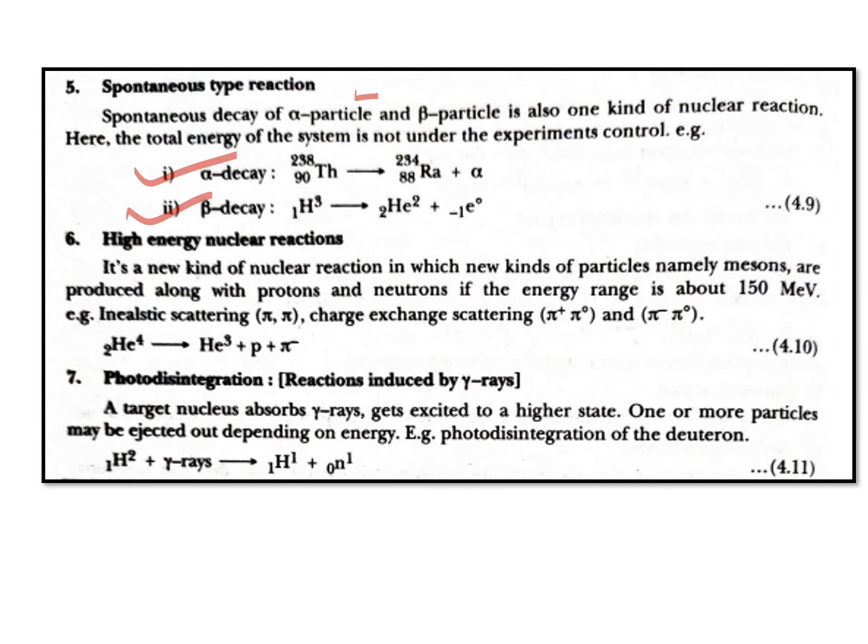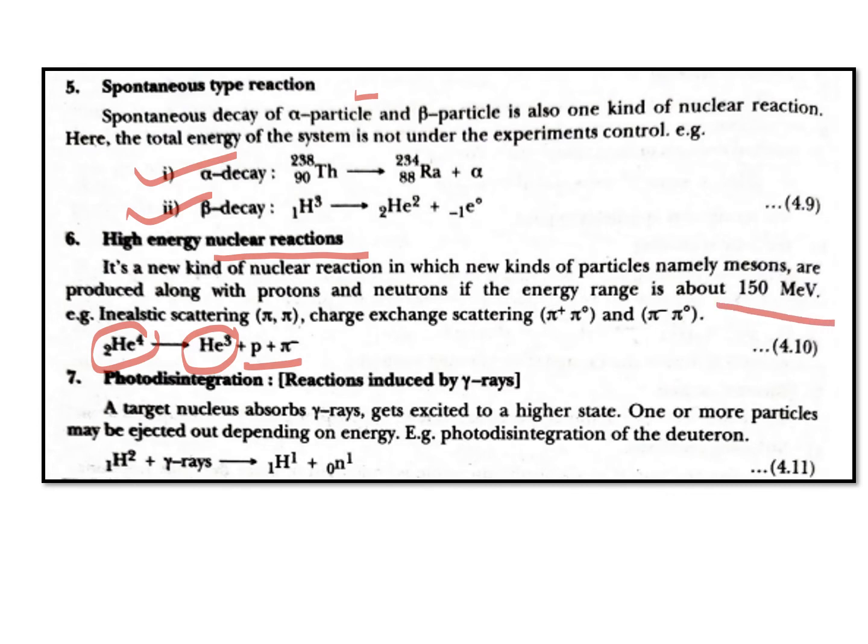Next, high energy nuclear reactions. High energy nuclear reactions means that in that reaction the energy emitted is very high, like this. When helium is split into helium with an additional proton plus pions, at that time the exchange of energy, or energy emitted, is in the range of 150 million electron volts.